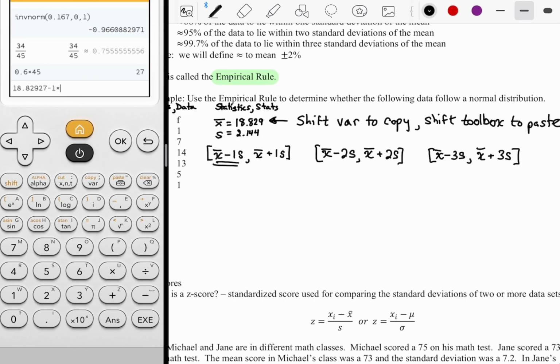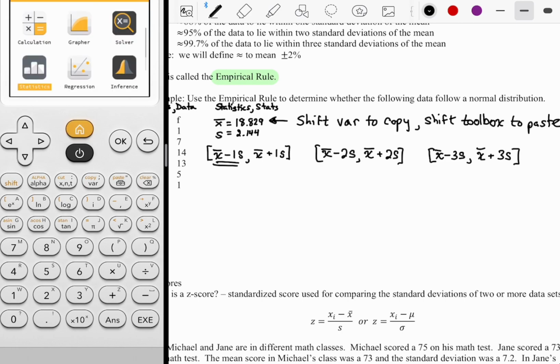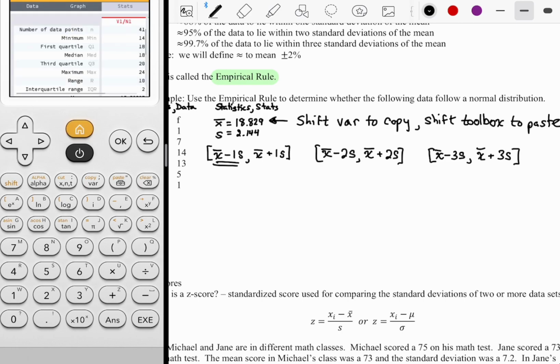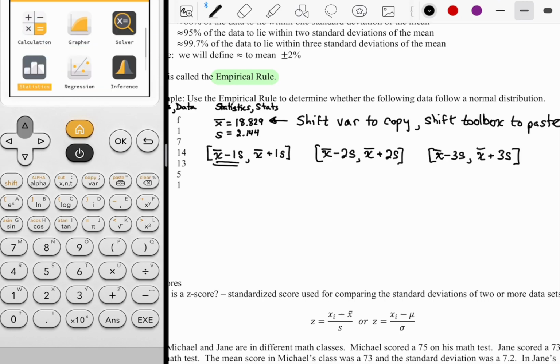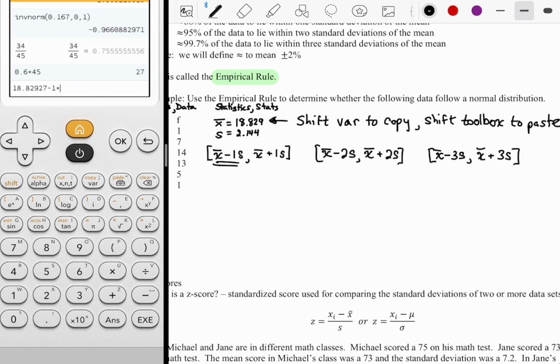All right, so I'm going to go back into the stat editor, statistics. I'm going to grab the standard deviation, Shift Var to copy, Shift Toolbox to paste. That time it worked on the first shot, I don't know. All right, you get it in there the right way the first time, every other computation is going to be very easy, because all it is is minor edits here and there.